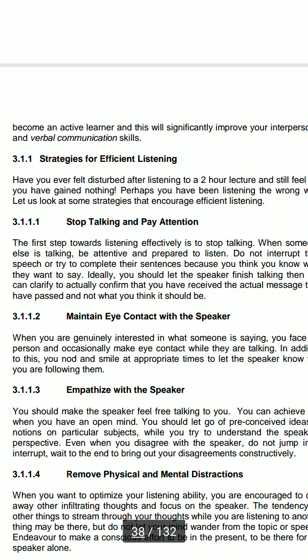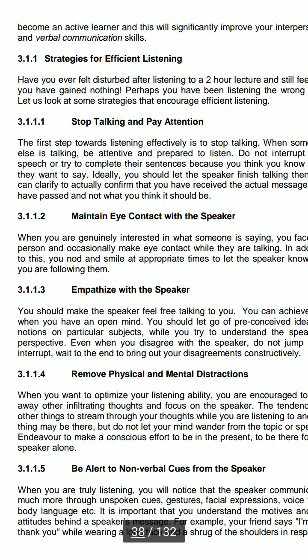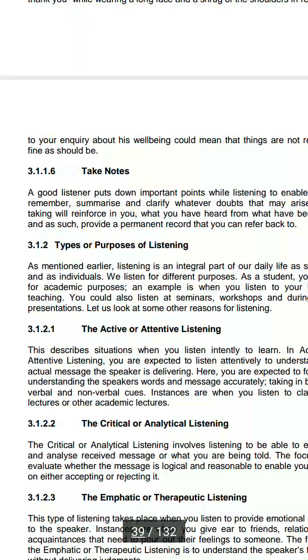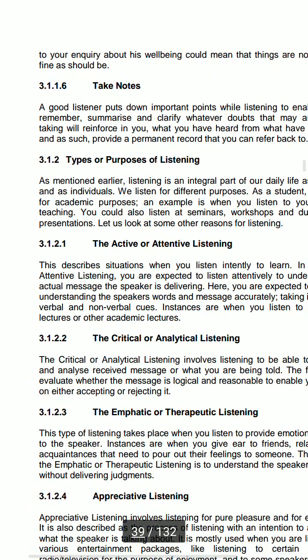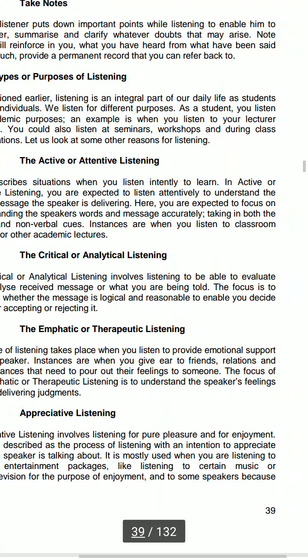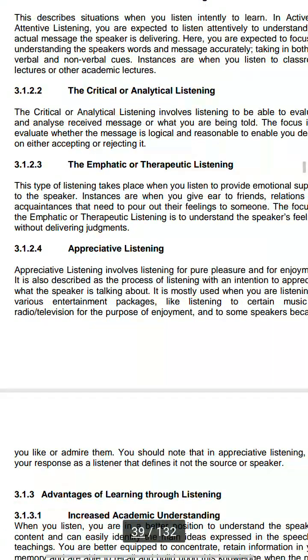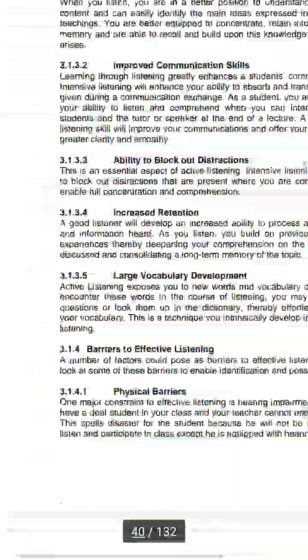What are the strategies for efficient listening? Stop talking and pay attention. Maintain eye contact with the speaker, who is the tutor. Empathize with the speaker and remove physical or mental distractions. Also, you need to take notes. Now we look at the types or purposes of listening. There are several purposes of listening. We have active or attentive listening, critical or analytical listening, empathic or therapeutic listening, and appreciative listening.